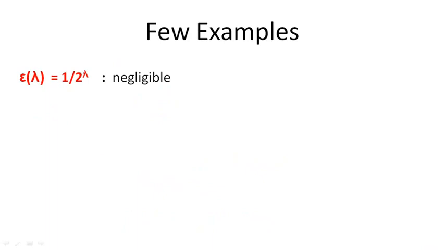So for example, a function that drops exponentially in lambda clearly would be negligible because for any constant d, there is a sufficiently large lambda such that 1 over 2 to the lambda is less than 1 over lambda to the d. Okay, so this is clearly less than all polynomials.